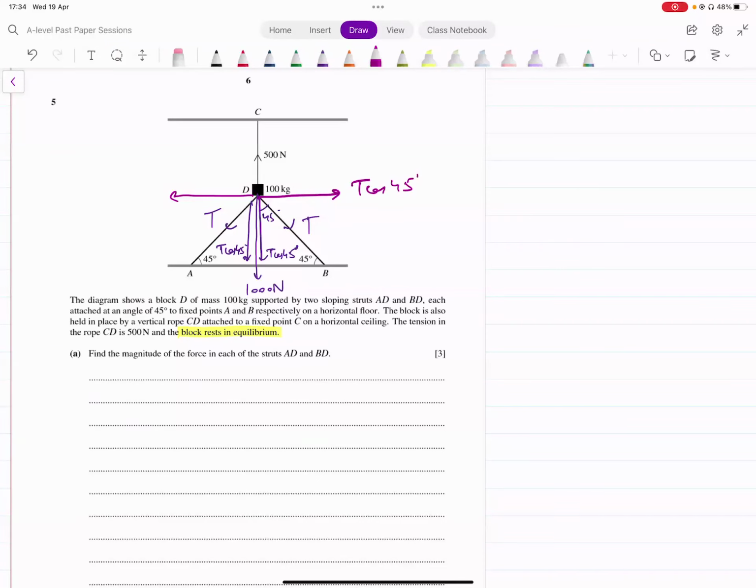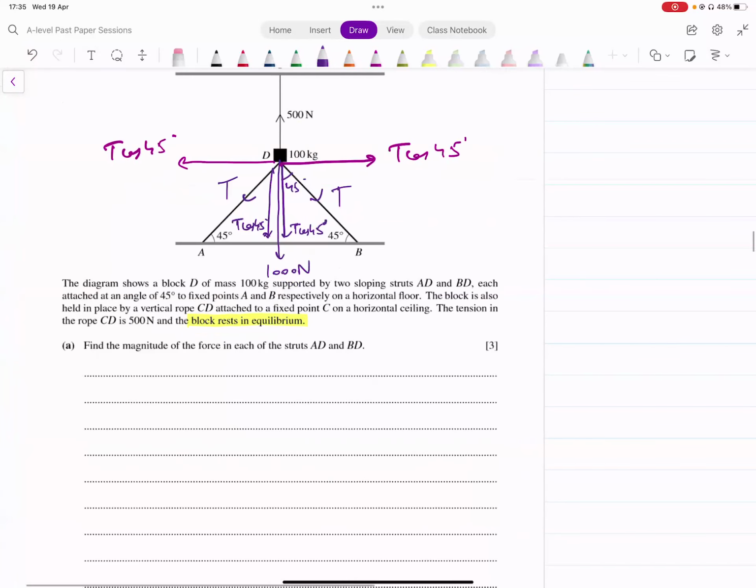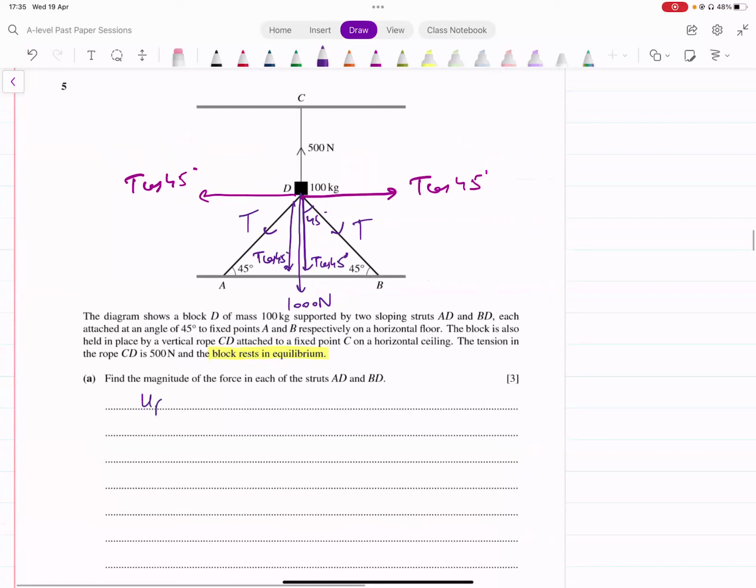वो तो एक दूसरे को कैंसिल आउट करें, उससे हमें कोई इन्फॉर्मेशन नहीं मिलेगी. वहां से T कैंसिल हो जाएंगे. सो दैट्स नॉट हेल्पफुल. लेकिन अपवर्ड फोर्सेस और डाउनवर्ड फोर्सेस को हम इक्वेट कर सकते हैं उस ब्लॉक के ऊपर. अपवर्ड फोर्सेस को डाउनवर्ड फोर्सेस से इक्वेट कर दें. अपवर्ड फोर्स क्या है? 500 न्यूटन. इक्वेट दैट टू द डाउनवर्ड फोर्सेस. डाउनवर्ड फोर्सेस हमारे पास कौन सी आ रही है? एक 1000 न्यूटन है प्लस T cos 45 plus T cos 45. These are the forces that are acting in the downward direction.